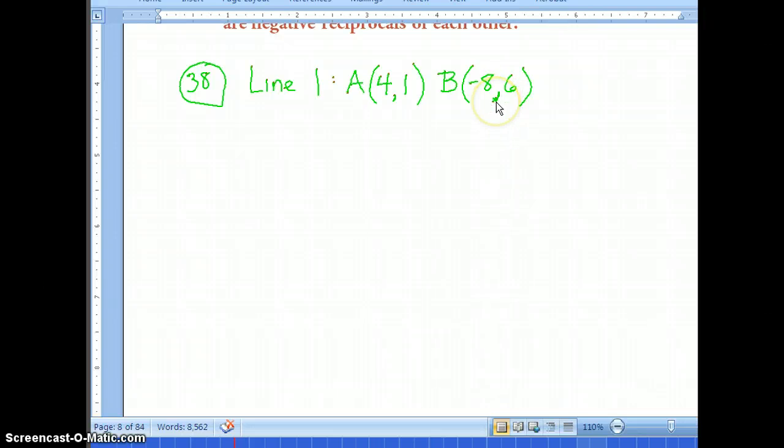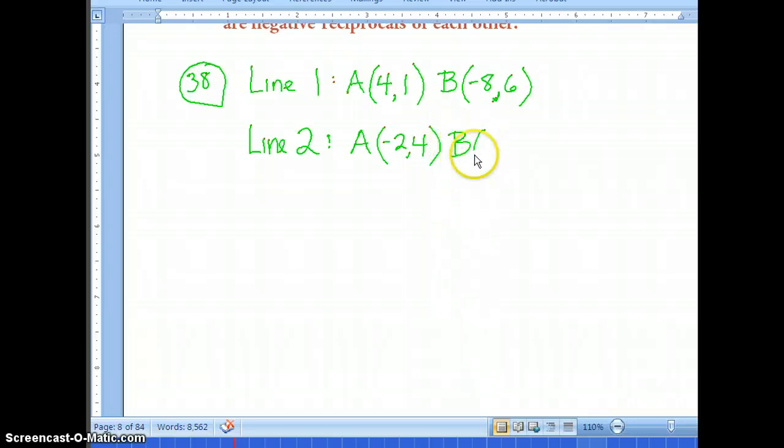That's line 1. And then line 2, look at that. Just goes crazy. A little better. Line 2 has point A, coordinates -2, 4, and point B, the coordinates are -1 and 8. And they're asking us which line is steeper. Well, you've got to find the slope of each line.